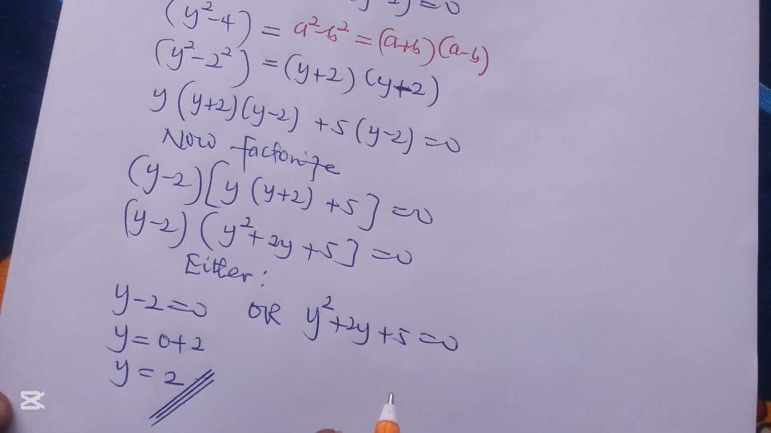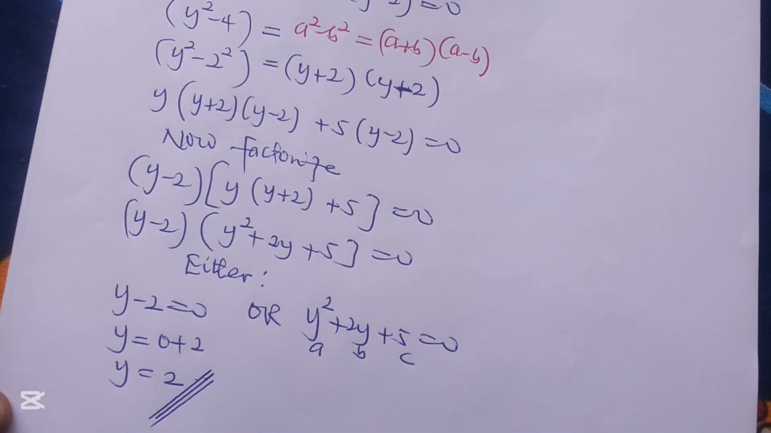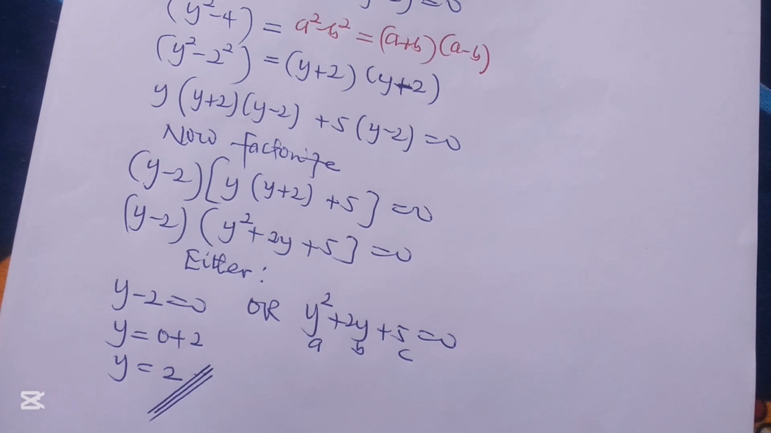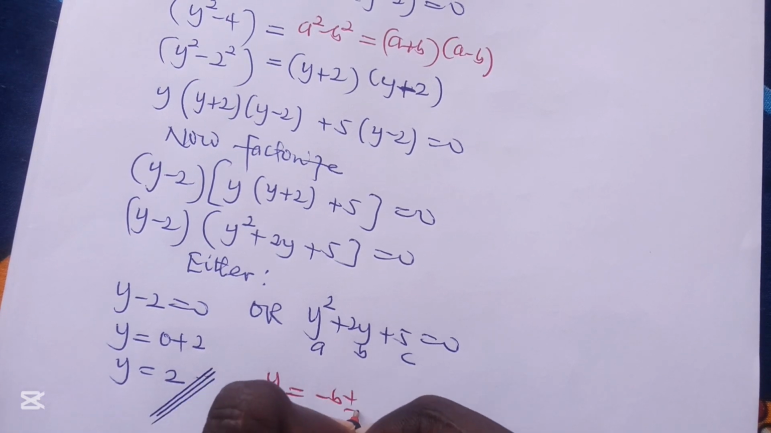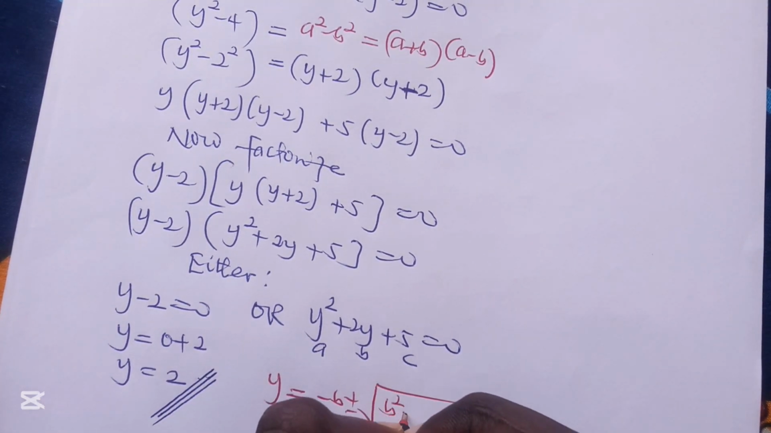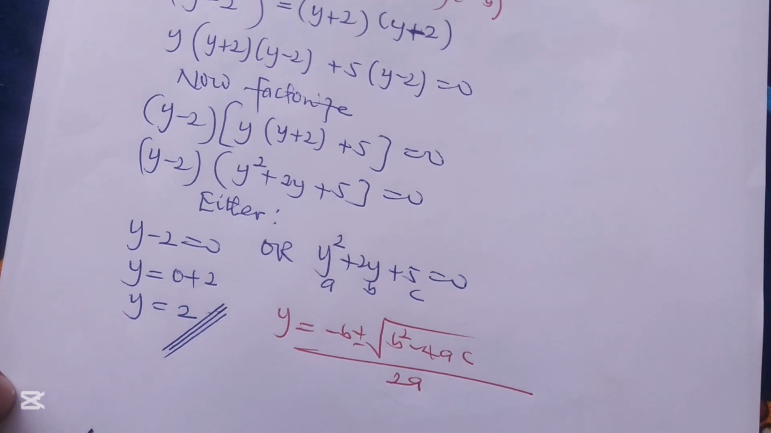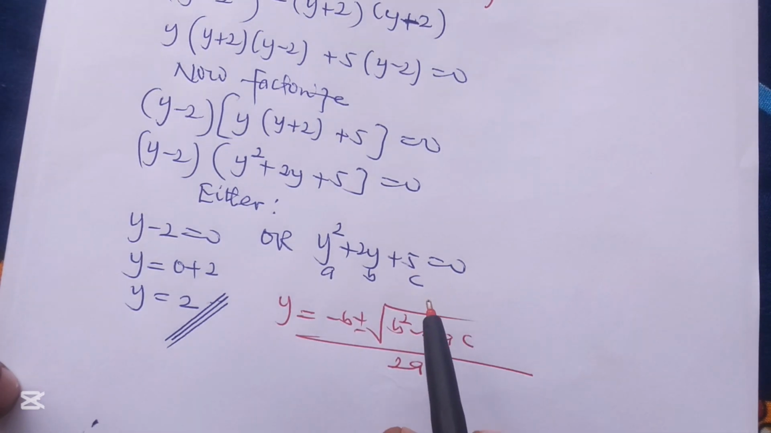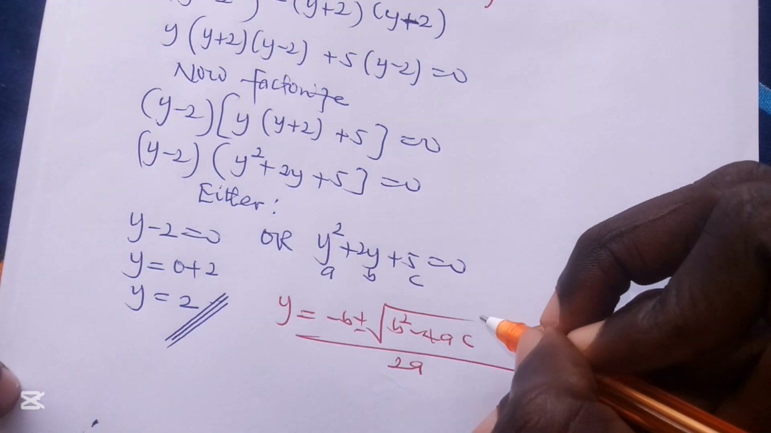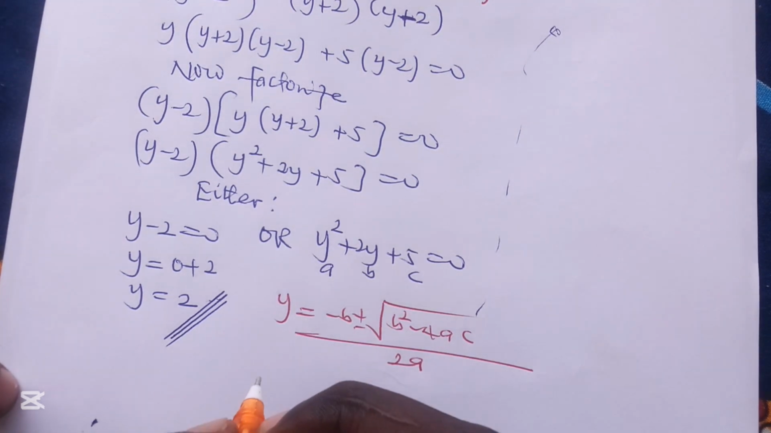That is, we know this is a, this is b, this is c. Now from this point, we use the formula method. That is, we say y equals minus b plus or minus the square root of b squared minus 4ac, divided by 2a. You can still use this formula to have the respective values of y in this quadratic equation. Then we substitute.